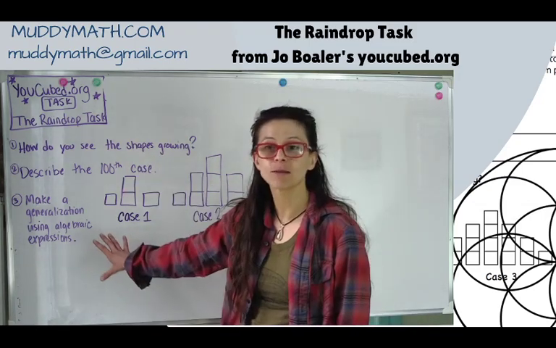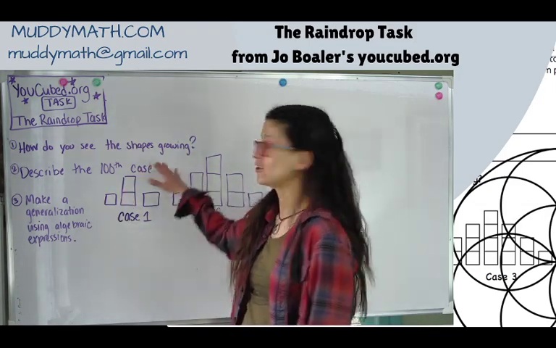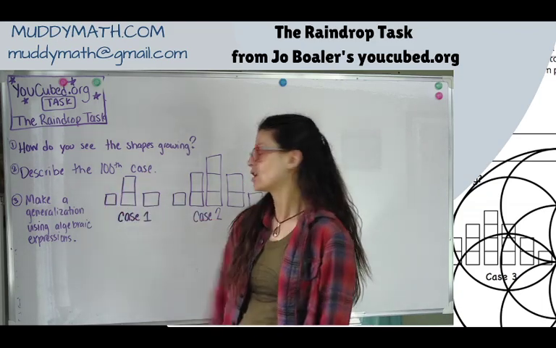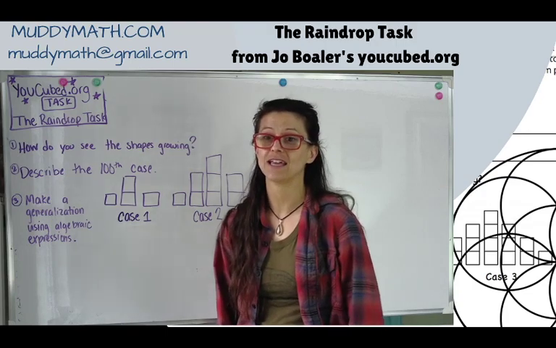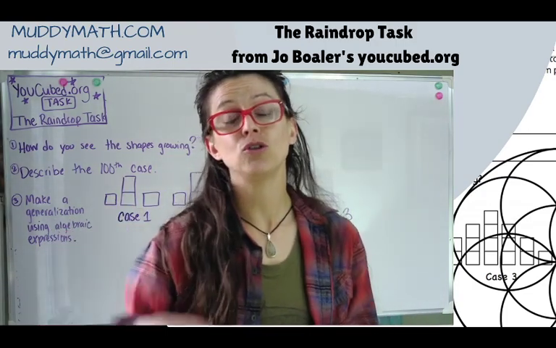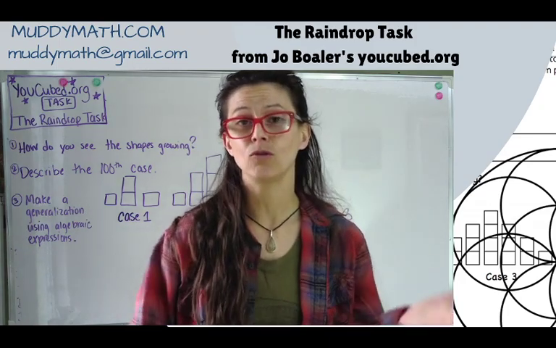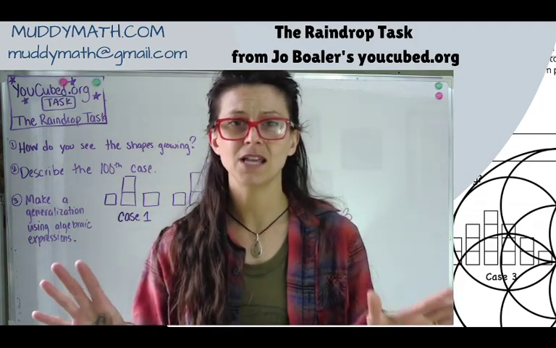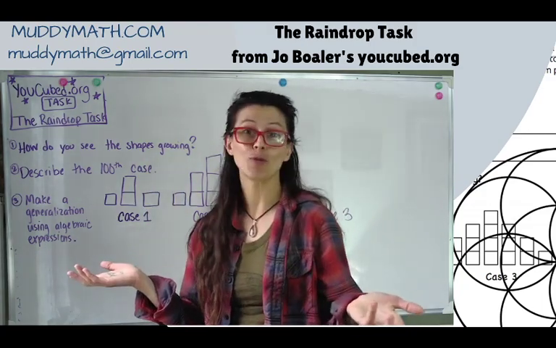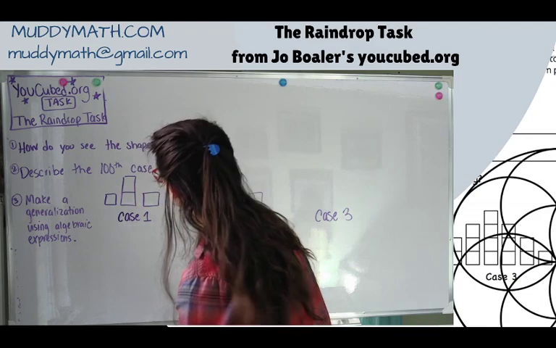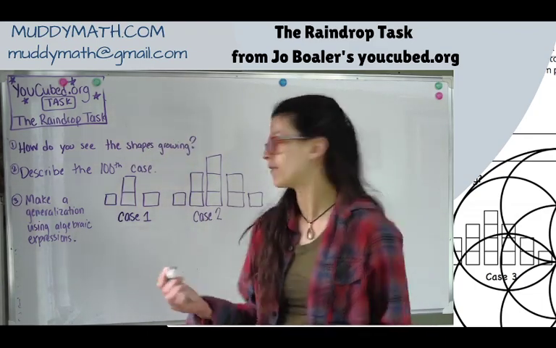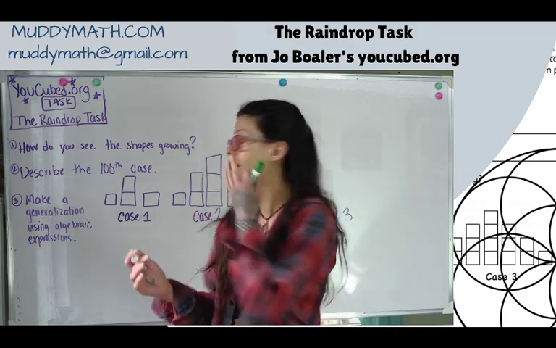The three questions I'm going to focus on today are: how do you see the shapes growing? Describe the 100th case, and make a generalization using algebraic expressions. So if you click the link in the description below, you'll get the PDF from ucubed.org. It's a wonderful website to be exploring math at home in this new age of remote learning. So how do you see these cases? What I think is helpful is to draw them, even if you printed out the PDF.